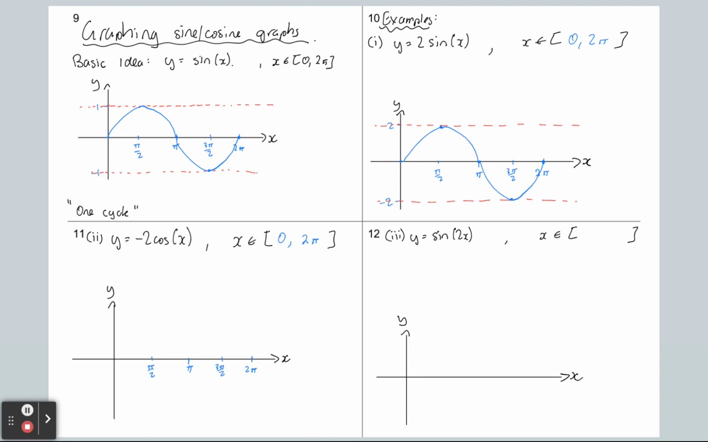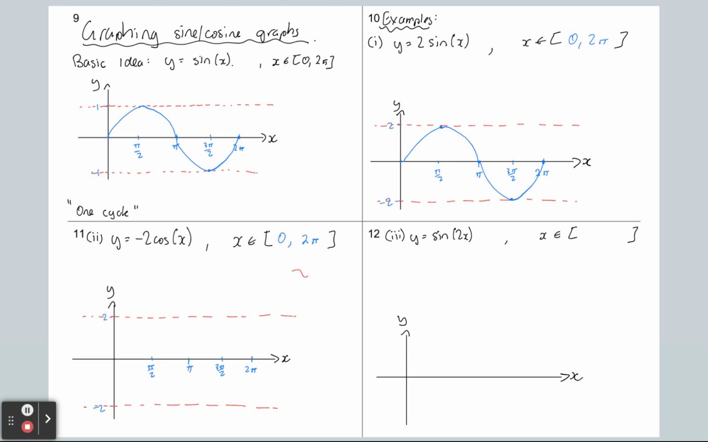Minus 2 is the value in front of cos x, so that means the amplitude is 2. So I put 2 up here and minus 2 down here. Again, it's the distance from here and here. Draw in my upper and lower boundary, if you want to call it that, I suppose. And away I go. However, we just need to take into account that it is reflected.